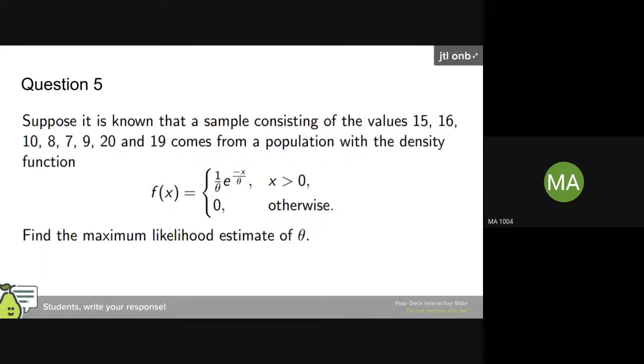Okay, let us do one more problem on maximum likelihood estimate. Suppose it is known that a sample consisting of the values 15, 16, 10, 8, 7, 9, 20, 19 comes from a population with the density function. Now again it is the continuous case, so our likelihood function will be the product of densities. The density function is given as 1 by theta into e power minus x by theta when x is greater than 0, and 0 otherwise. You have to find the maximum likelihood estimate of theta.